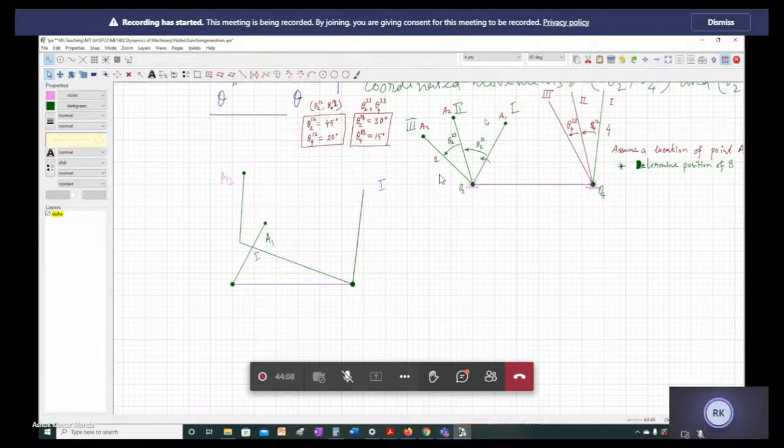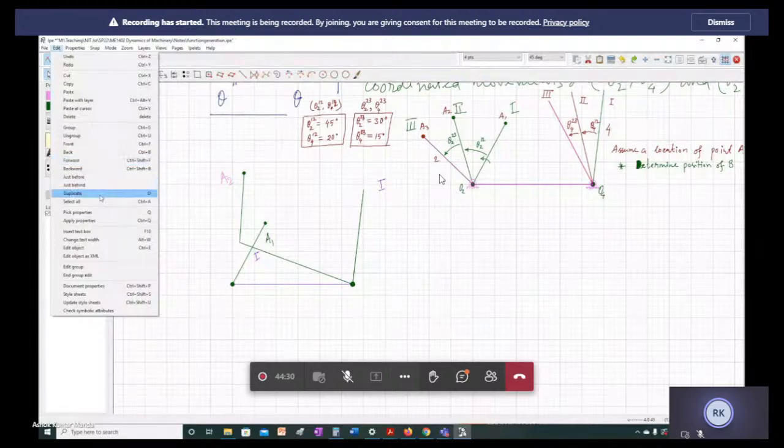Now we will copy the third position. So let's select this one, 4, link 1, O2, link to A3. Okay.